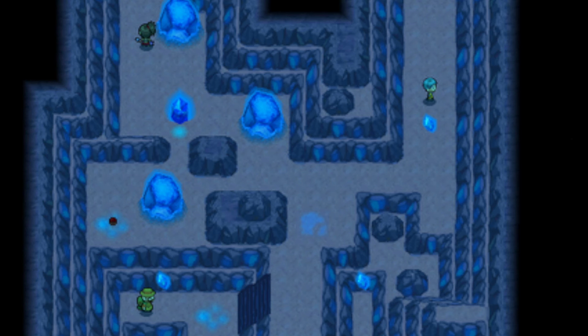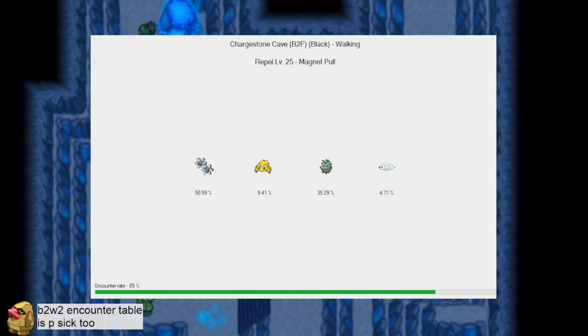But this Klink is the third kind of family that I've started to find in Chargestone Cave. I am looking for the whole thing. I kind of edged out Baldur, moved Baldur out of the encounter pool, just because, you know, gotta make them steel types more frequent. Don't need that Joltik anymore. Otherwise, I'm never getting Tynamo.